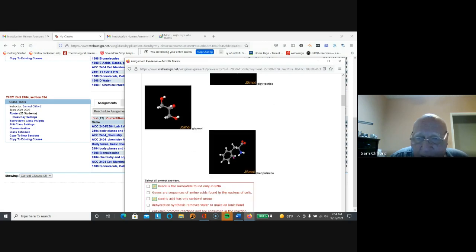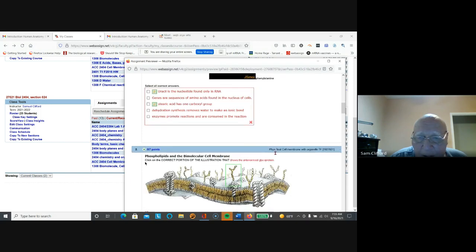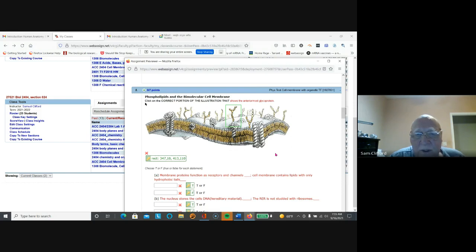Here's another amino acid that has the central carbon with the carboxyl group and the amino group. This is a hydrophobic side chain that has all carbon and oxygen. Okay, let's keep going here. So let's go through this again.